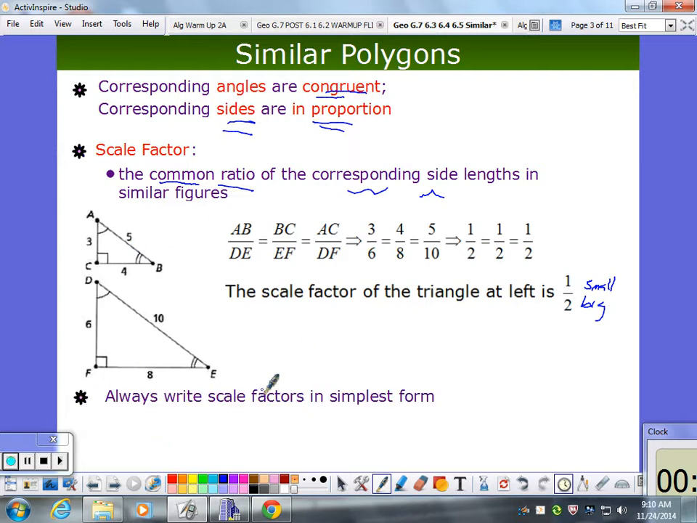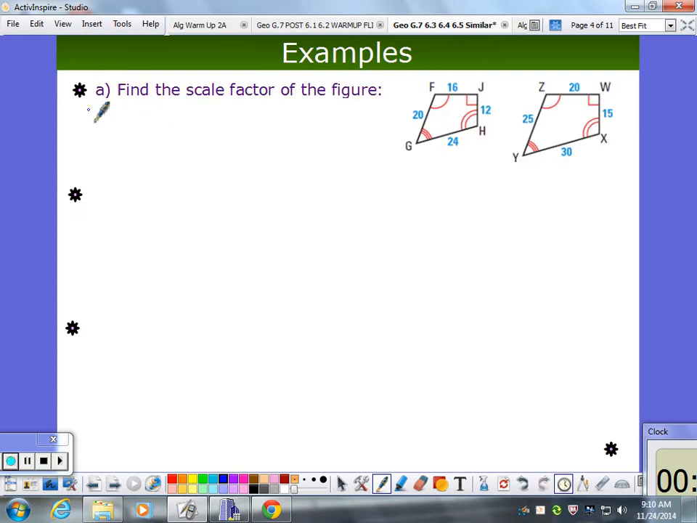We always write our scale factors in simplest form like any fraction. Okay, so some examples. We want to find the scale factor of this figure over here. This one is on your paper, Example A on page 1.